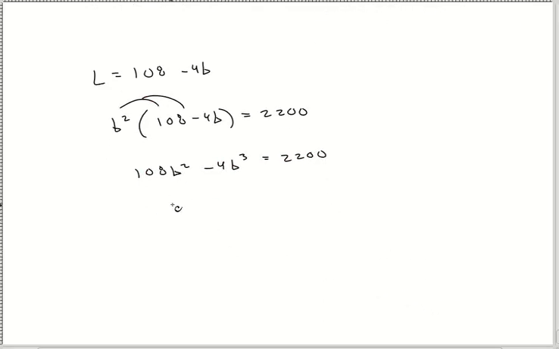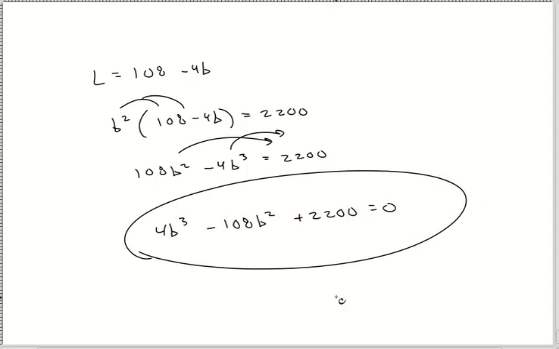Okay. Now what? To be fair, I'm actually going to move these over so that I get a positive 4b cubed minus the 108b squared plus the 2200 is equal to 0. This is what we now need to solve. Now, I think that we can actually factor out a 4 from all of these.